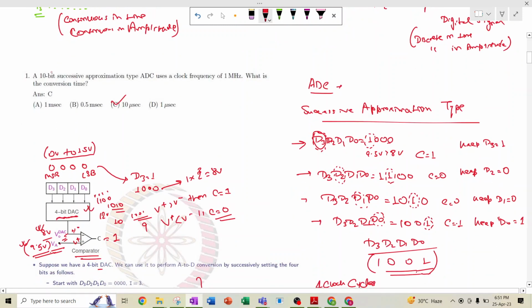So this is the way the successive approximation type ADC works. Here, as many bits as there are, that many clock cycles we need to convert the analog signal to the corresponding digital signal.